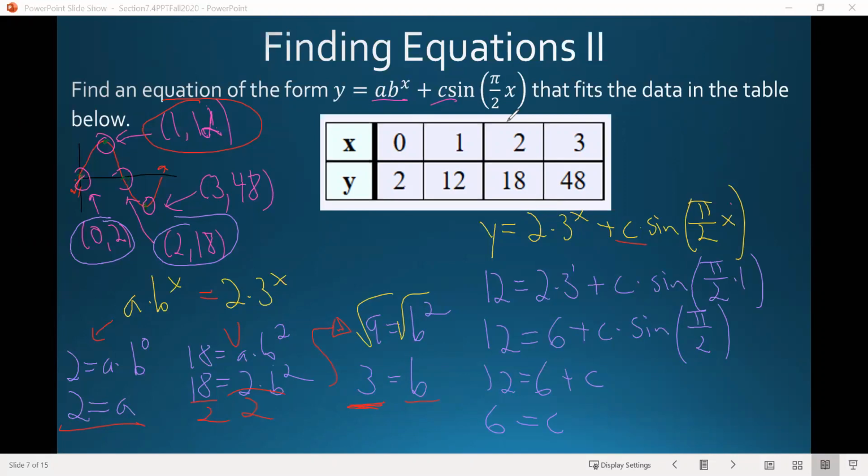And then we can plug that in back up here in our equation as our value for c. So that would be 6 there. And that would be our final answer then. So y equals 2 times 3 to the x plus 6 times sine of pi over 2 x. Okay? Great, that's it for now.